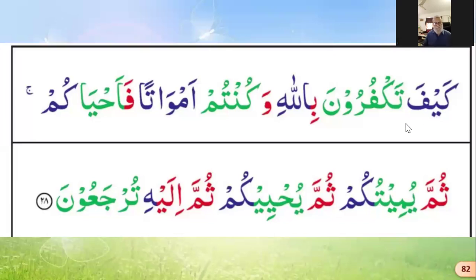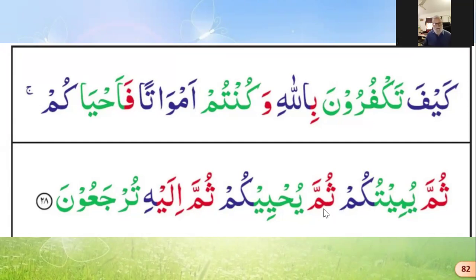So let's look once again. Kaifa ism. Takfuruna the mudari verb. Bi is a harf. Allah ism jalala, ism. Waw is a harf. Kuntum is the madi verb. Amwatan again it's an ism. Fa is a harf. Ahya is a fail verb. Kum is a zamir ism. Summa is a harf. Yumitu is again the mudari verb. Kum is a zamir ism.